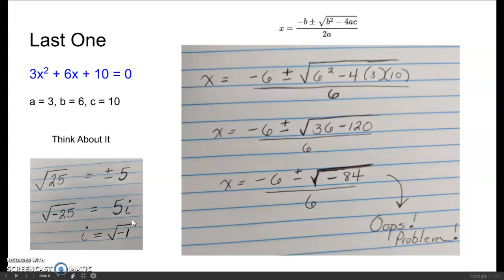Well, in algebra, we have a letter that we basically just determined as i, and it stands for an imaginary number. It's an imaginary number because it's not real. It doesn't actually exist. So i, which stands for imaginary number, is equal to the square root of -1.